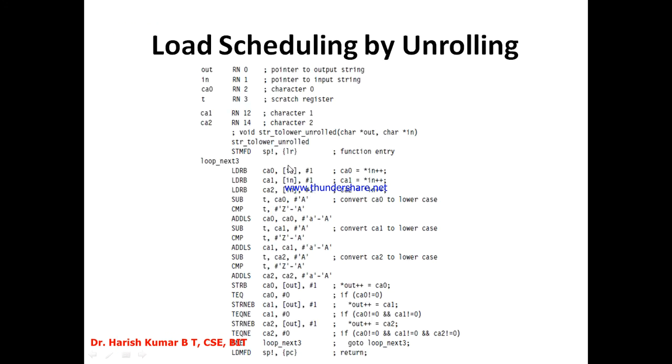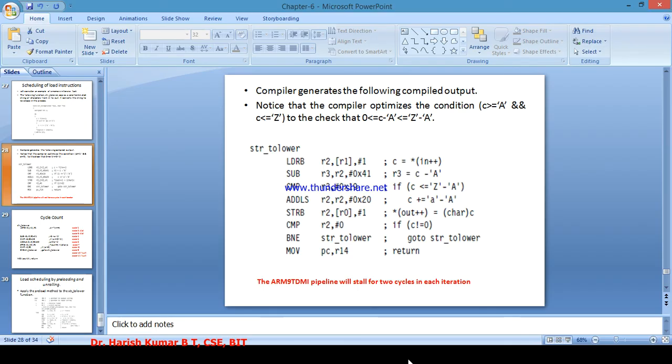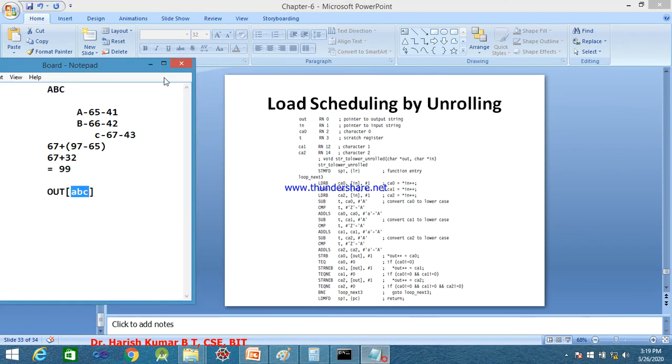See here. Let me take this example again. Now my source string, first character, just observe here. I am loading it into character 0, that is register R2, and the second one I am loading into CA1, that is register 12. And I'm loading the third one into R14.